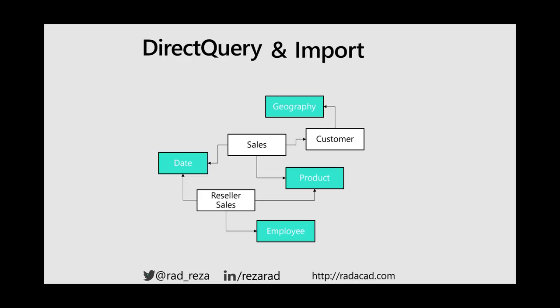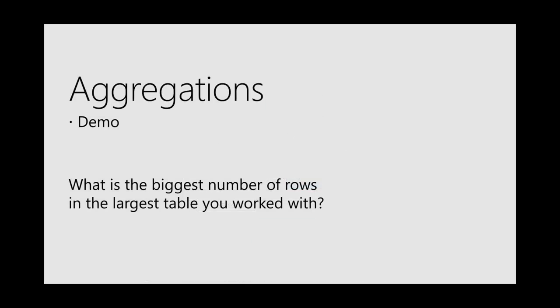So you want a table like the product table to be imported, and a table like the sales table, which is big, to be direct query, right? And that is what a composite model will give you. With a composite model, you have some of your tables imported and some of your tables direct query, like this example that you are seeing. It's a combination of direct query and import.